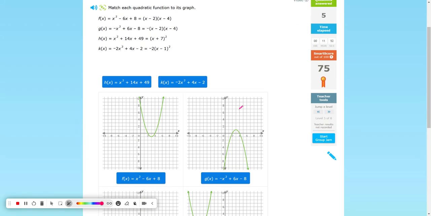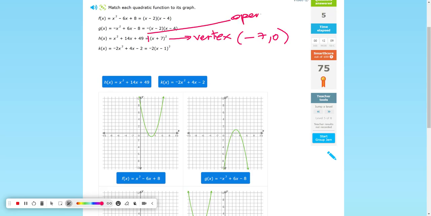So now let's do one more. This is vertex form. So you can see the vertex at negative 7 and then 0. And then it's open up. You see? The A equals 1 right there. So it's also open up. So let's go and find this graph.